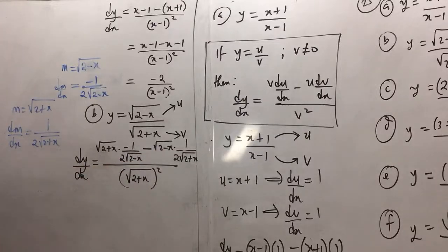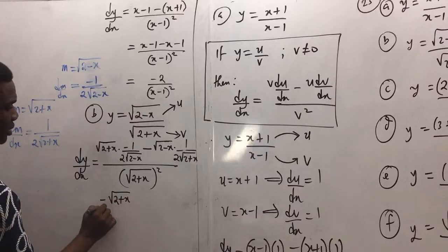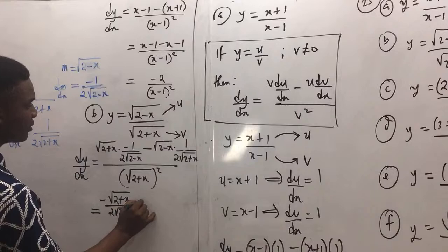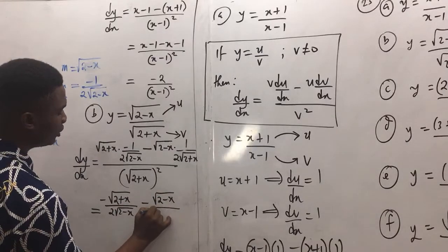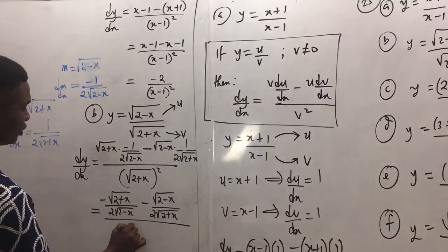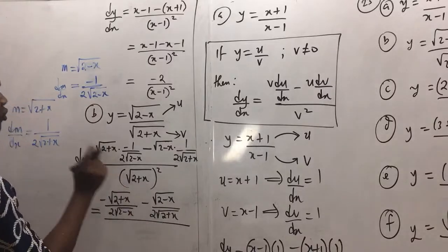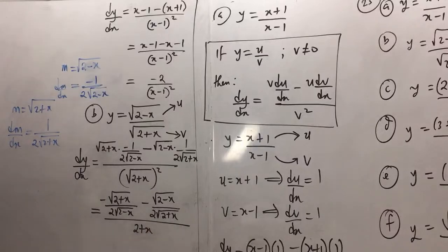Now, once you are done, you can simplify your result to get the square root of 2 plus x over 2 square root of 2 minus x, minus the square root of 2 minus x over 2 square root of 2 plus x, all over the square root of 2 plus x all squared, which is the same thing. When you square the square root of a number, you end up having the number itself. So that is what you would have.